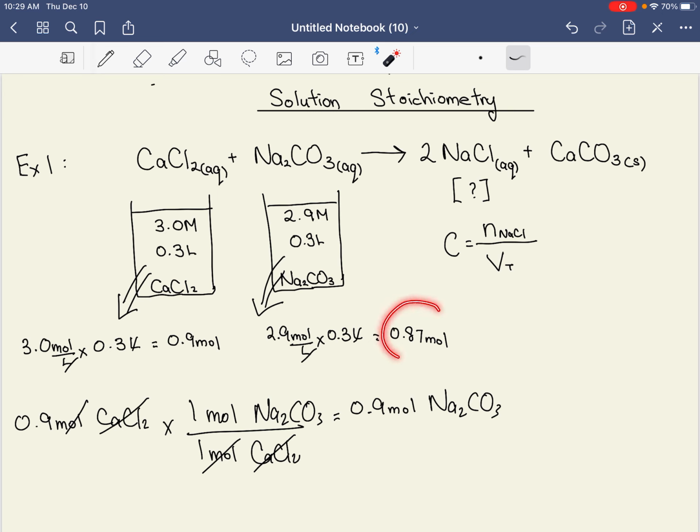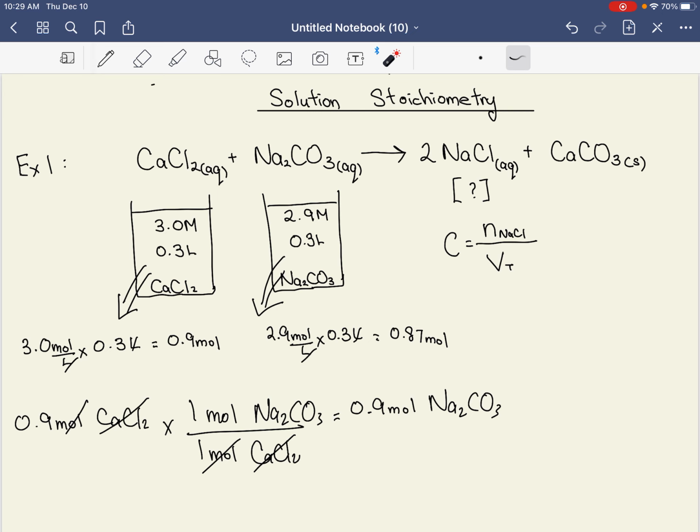Now let's take a look. Oh, I'm not really given 0.9 mole of sodium carbonate. What's in here is 0.87 mole of sodium carbonate. I need 0.9. If all 0.9 here was to be reacted, well, because I don't have 0.9 here, which is what's in here, this has to be limiting. Let me say that again.